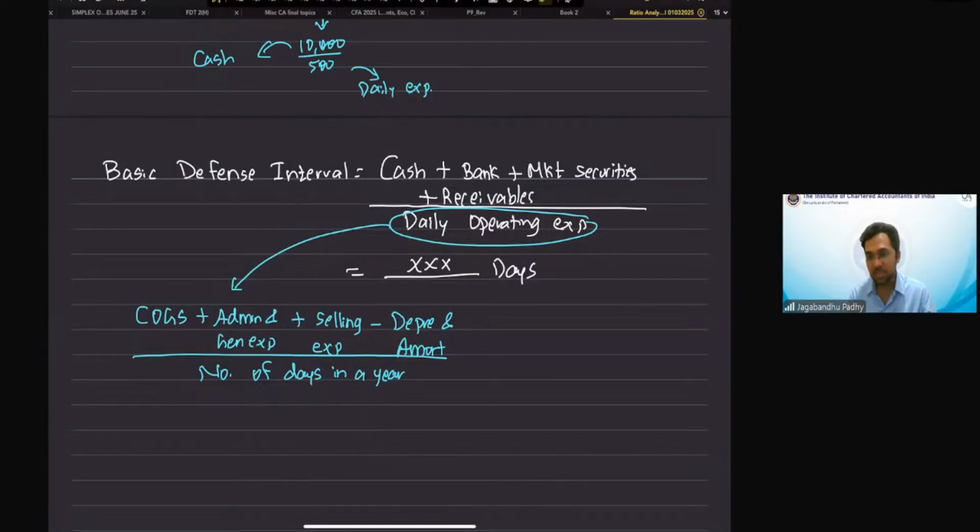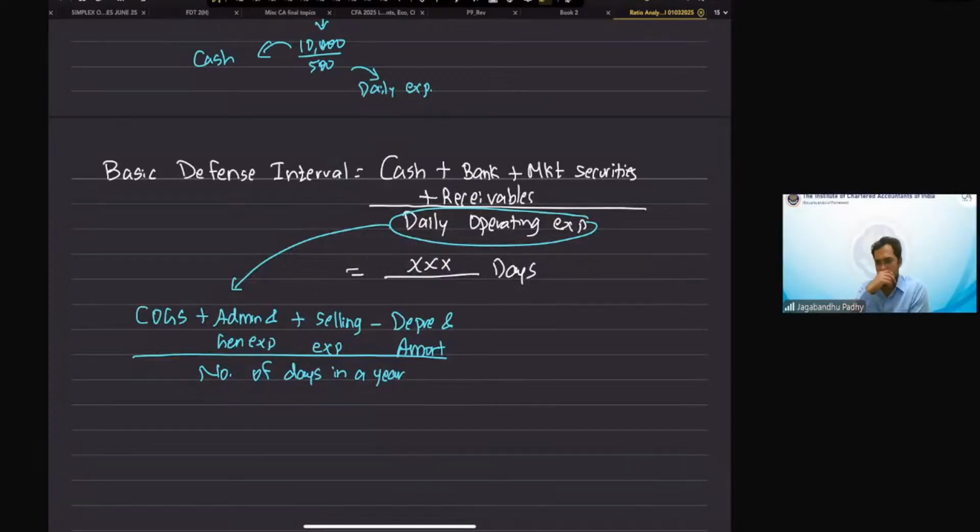The number of days is generally taken as 365, unless the question says to assume 360 days or 250 days or whatever it is. So generally we say the number of days is going to be 365.